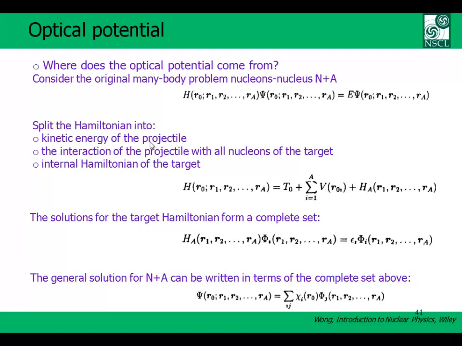But the whole set is complete, and so I can always expand the wave function for the n plus A, or the 1 plus A problem, in terms of this set. So let's write down the full wave function as a sum of these phi j's times a chi, which is conveniently written as chi because it relates to the chi's that we talked about before.